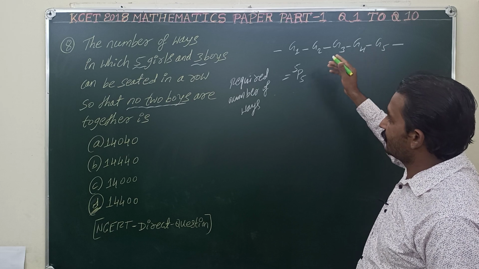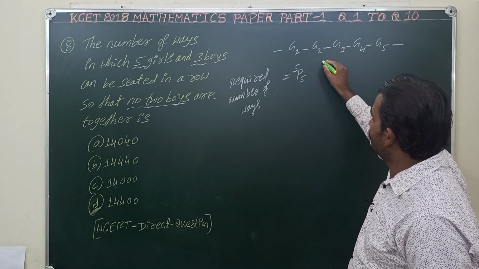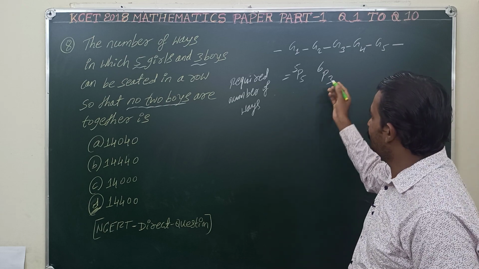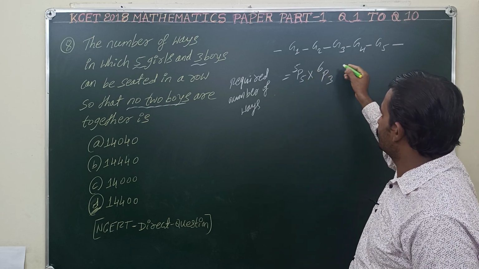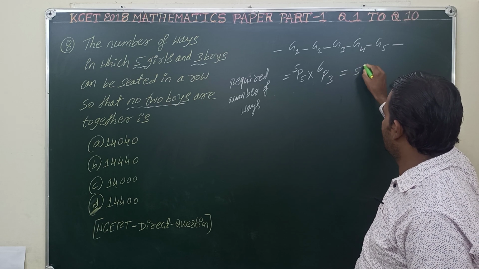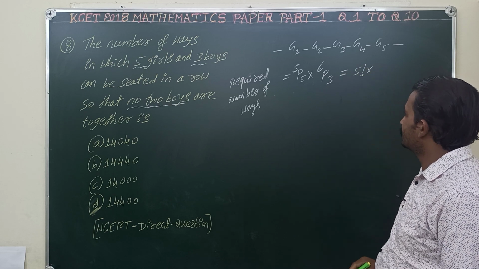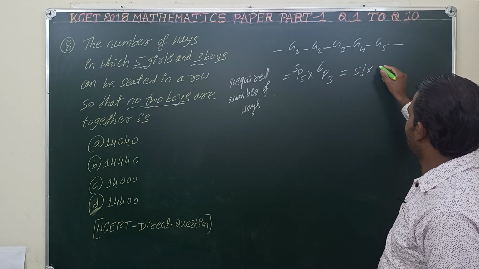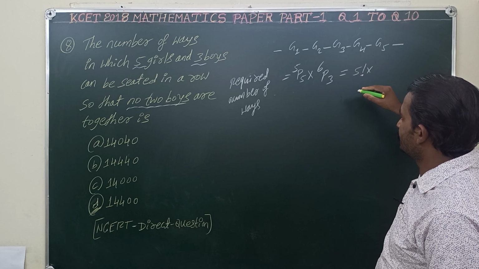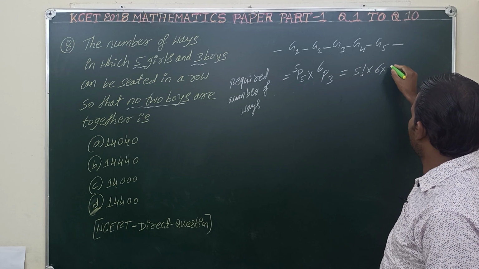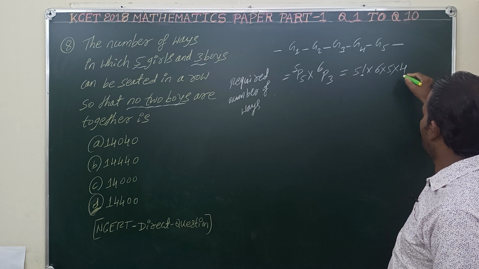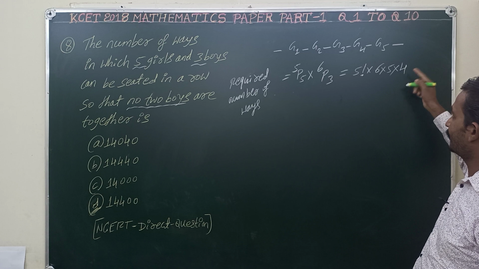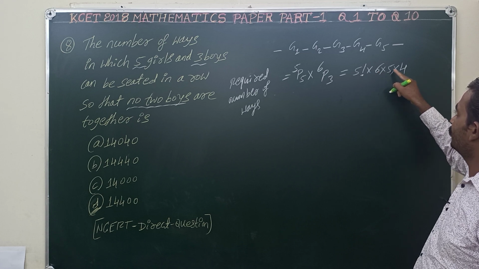These 6 places are arranged by 3 boys, nothing but 6P3 ways. By using the multiplication theorem rule, multiply these two terms, and we get the required answer. So 5P5 ways is 5 factorial, into 6P3, which means 6 factorial divided by 3 factorial. In this case, 6 minus 3 is 3 factorial, so 6 into 5 into 4. The 3 factorial cancel each other. 5 factorial into 6 into 5 into 4.